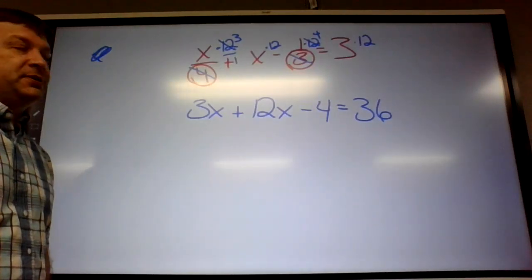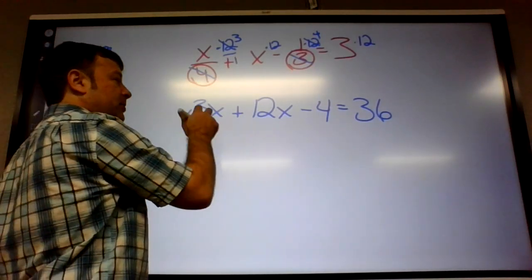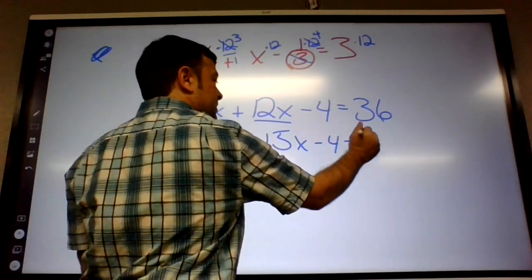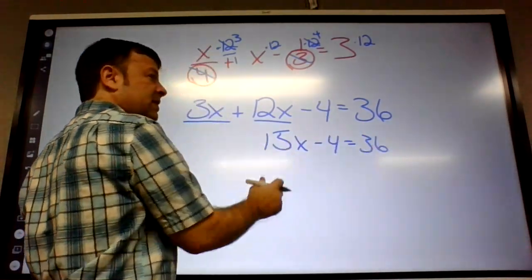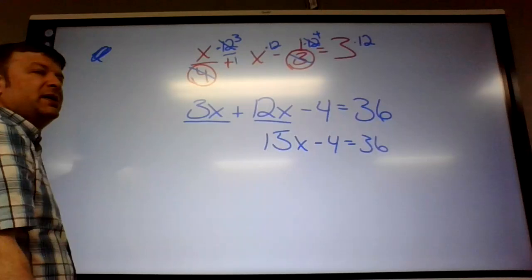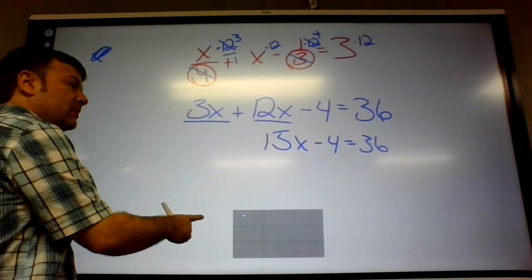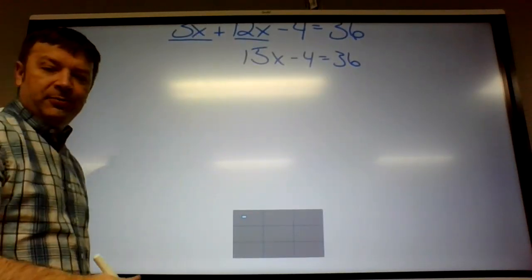All right. So you guys get that? That's kind of the trick we're using today. After that, it's like a normal problem, like 3x plus 12x is 15x. And then it's normal stuff. Okay. So it's just the first step that's the hard one. Okay, you guys ready to try number 1?